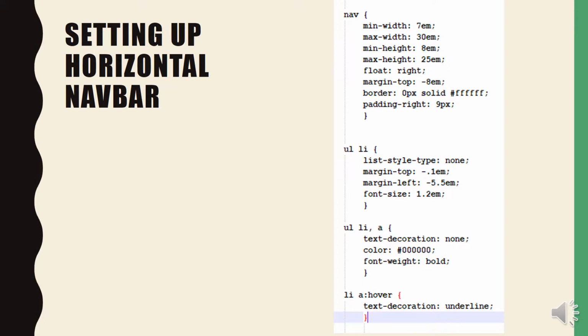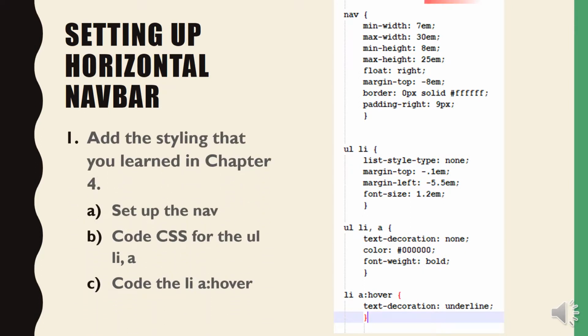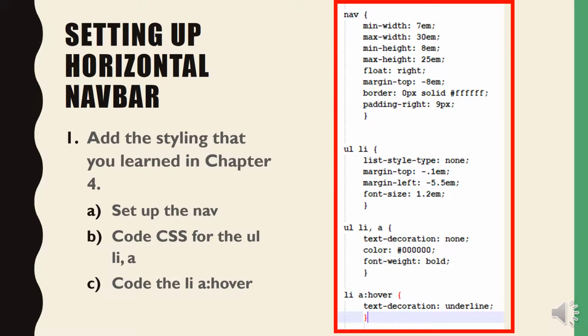Now, setting up the CSS styling for a horizontal nav bar. If you look at the nav bar CSS styling, we have set up the min width, min height, and max height. We floated it right. We set a margin, a border, and padding. We then set up the UL LI CSS styling. The list-style-type: none removes the bullets. Then we have a margin left, and a font size.